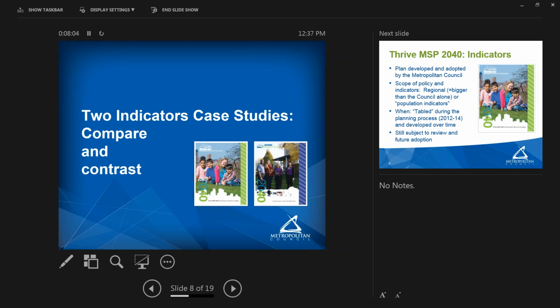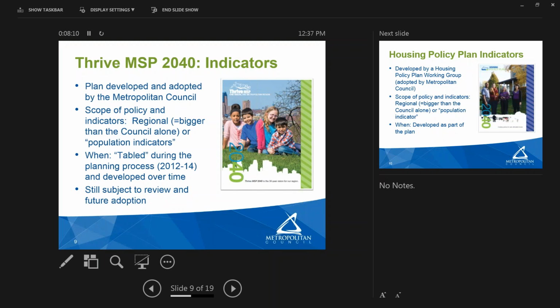The Thrive work sort of came first and sort of didn't, and then the Housing Policy Plan work was chronologically later, but there's some key differences I want to highlight. So Thrive itself is a plan that was developed and formally adopted by the Metropolitan Council, and inside of it there is a specific commitment to develop these indicators.